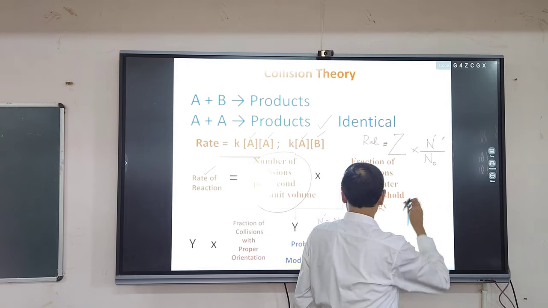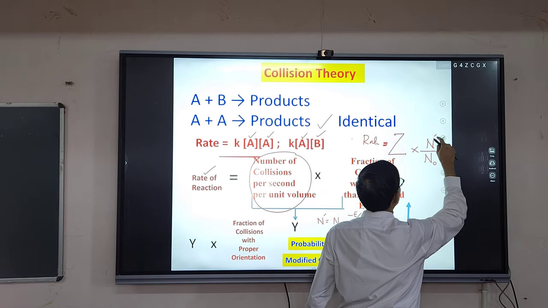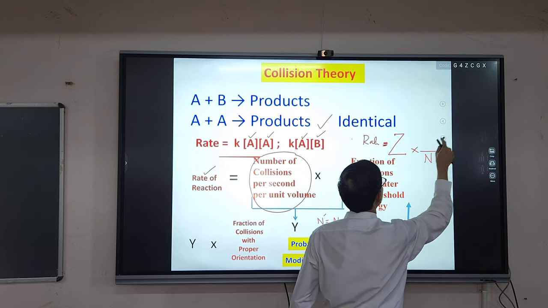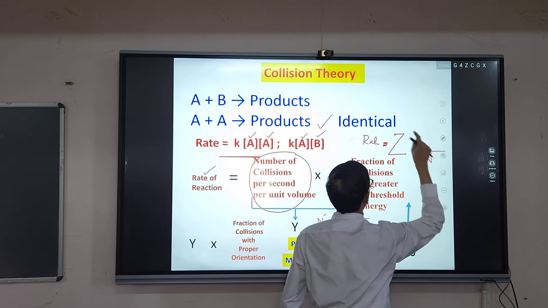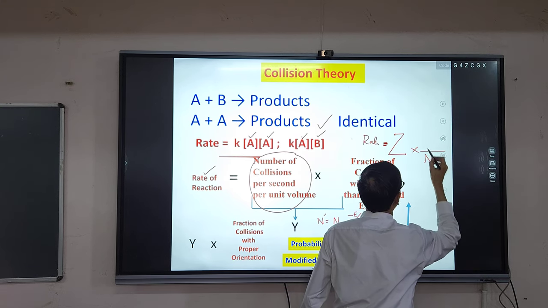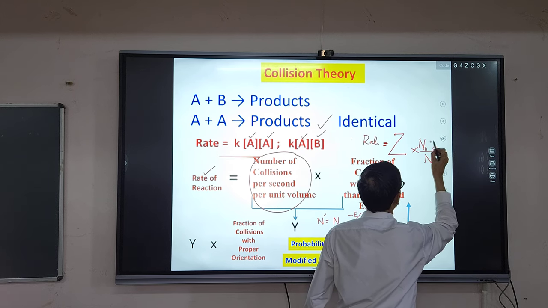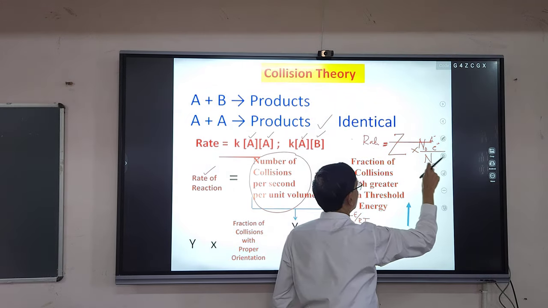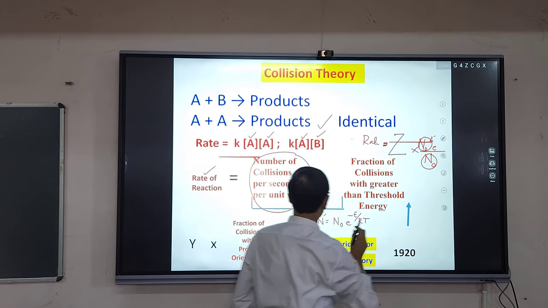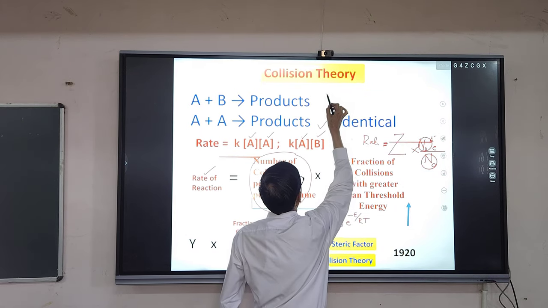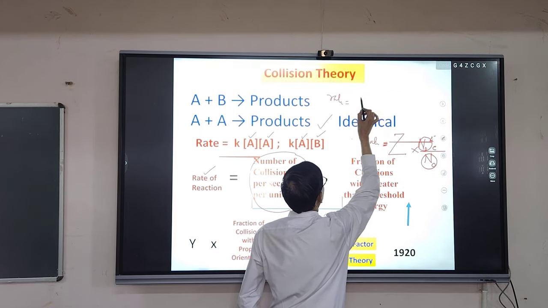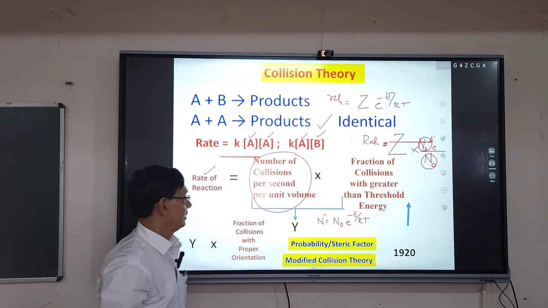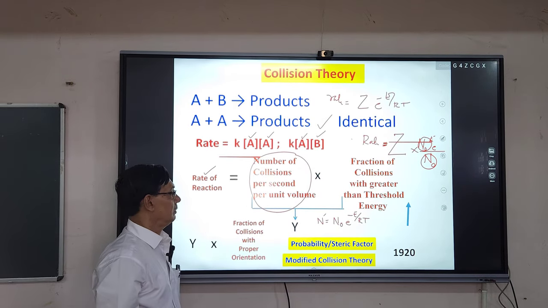So in place of n dash, I can write here N0 exponential of minus E by RT. So this N0 cancels. What I get is: rate is equal to Z e to the power minus E by RT. Okay, that is the story of Max Trautz and McLewis.